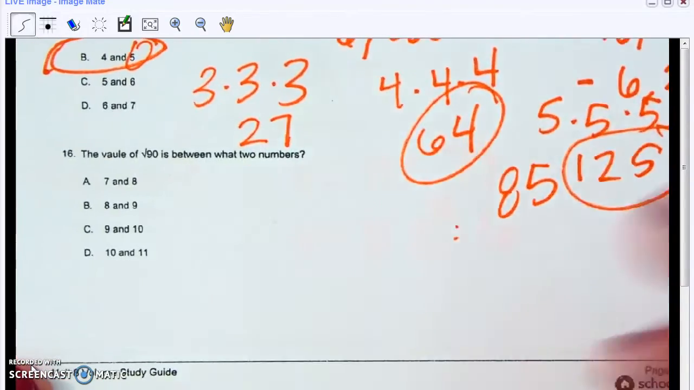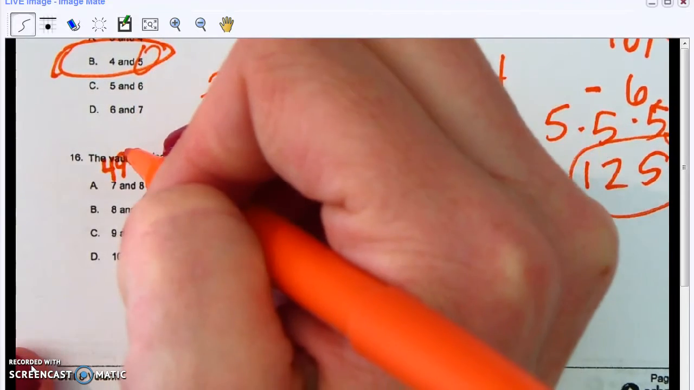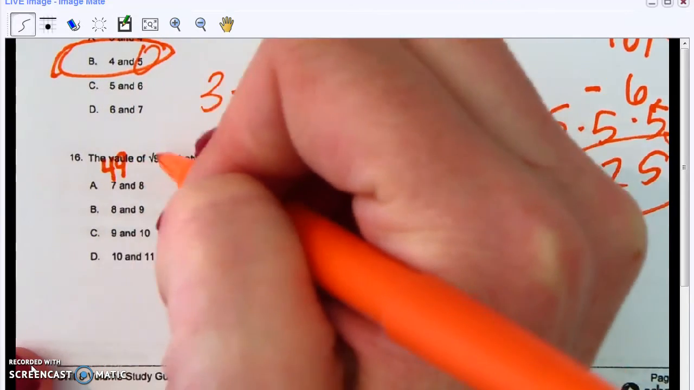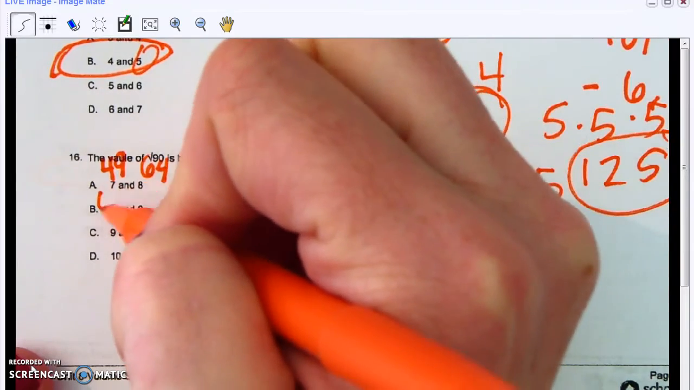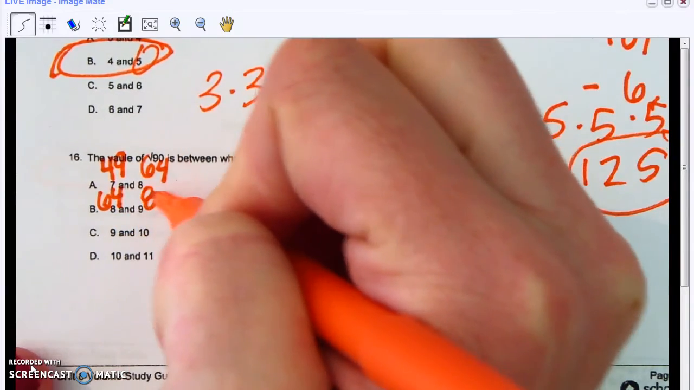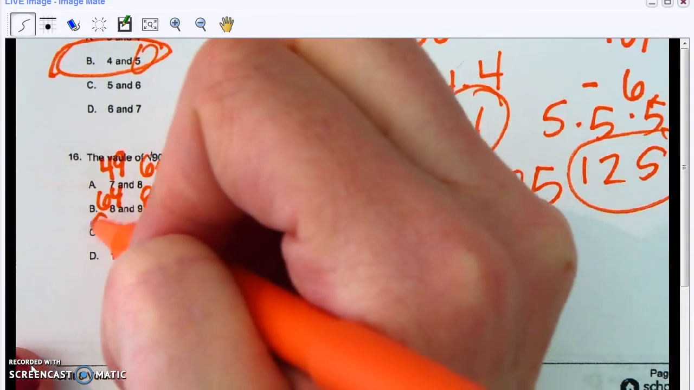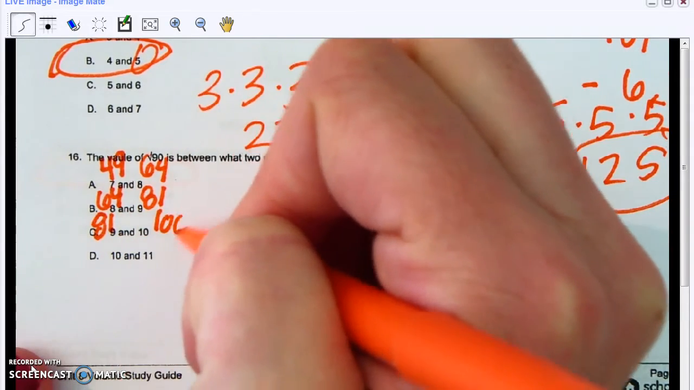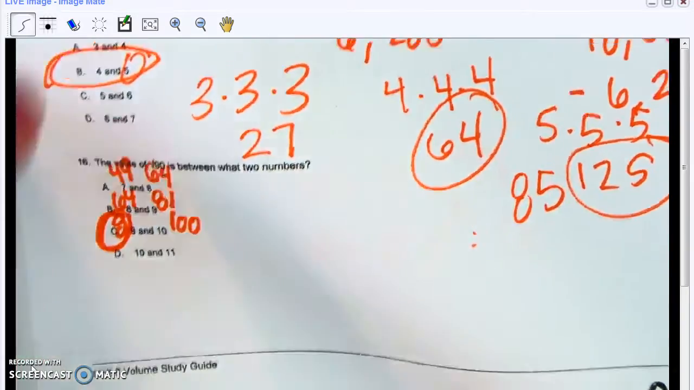Square root of 90. Well, I know that the square root of 49 is 7. Square root of 64 is 8. 90 is not between those two numbers. Square root of 81 is 9, and 90 is not between 64 and 81. So here's 81 and here's 100. 90 is between those, so the answer would be C.